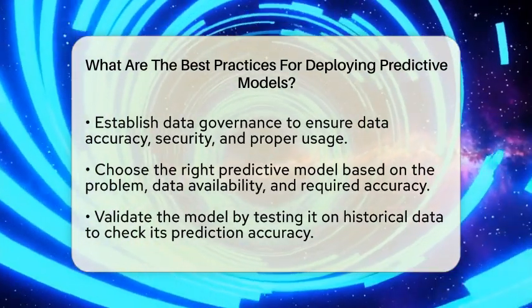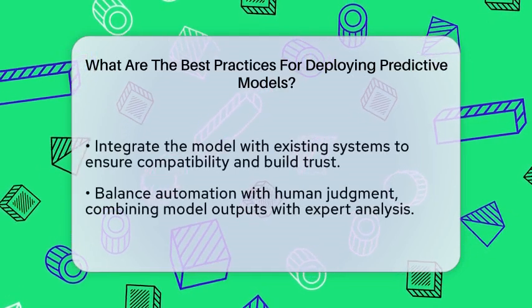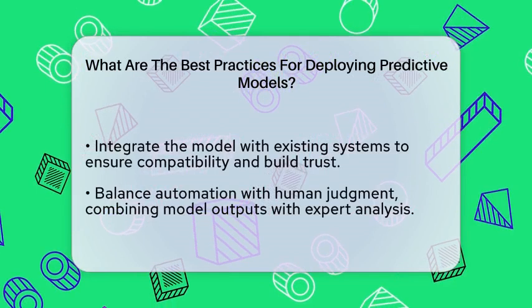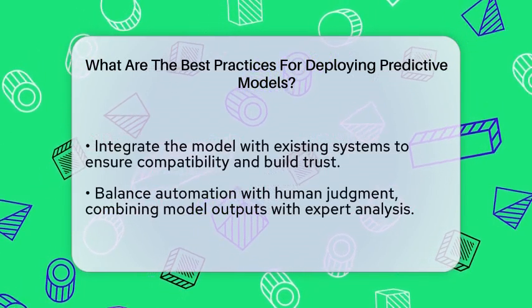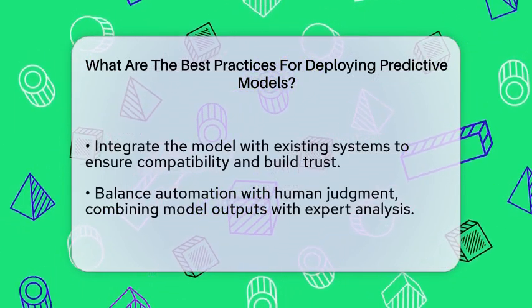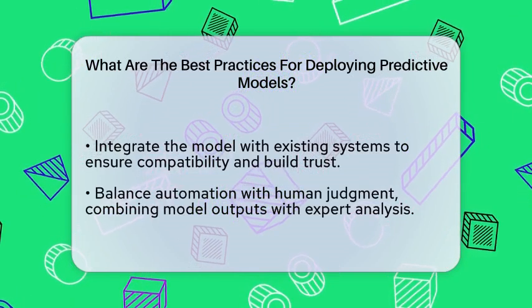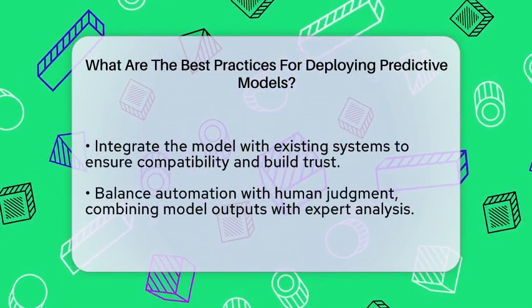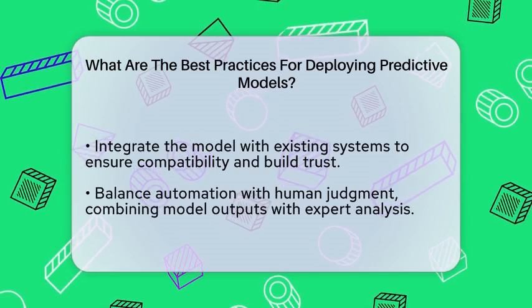Integrate the model with existing systems. Sports organizations often use legacy systems for scouting, medical records, and coaching. New predictive models should work alongside these systems, not replace them. Gradual integration helps teams adjust and builds trust in the new technology.